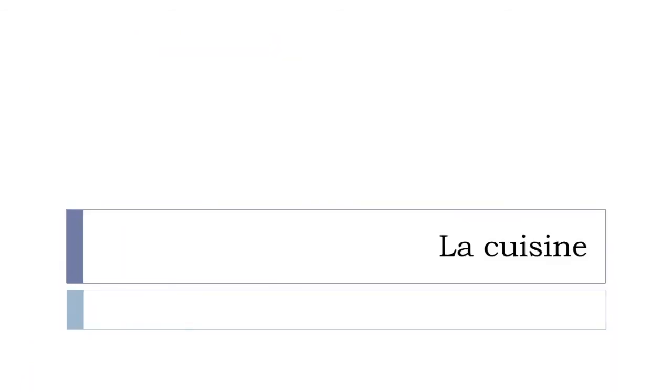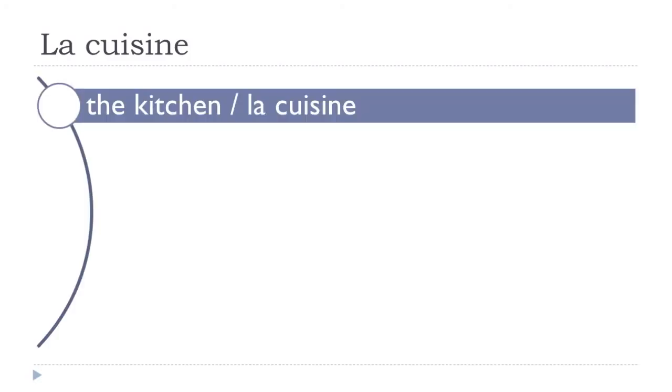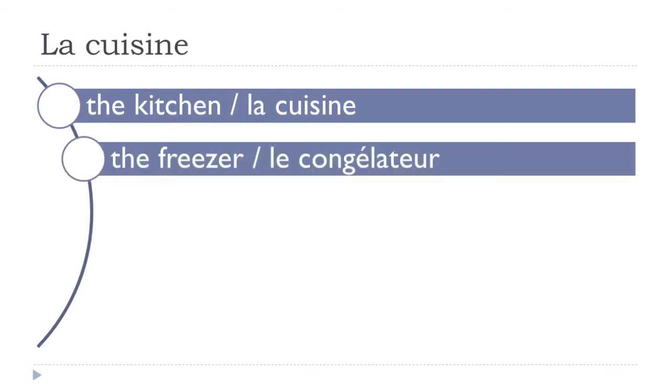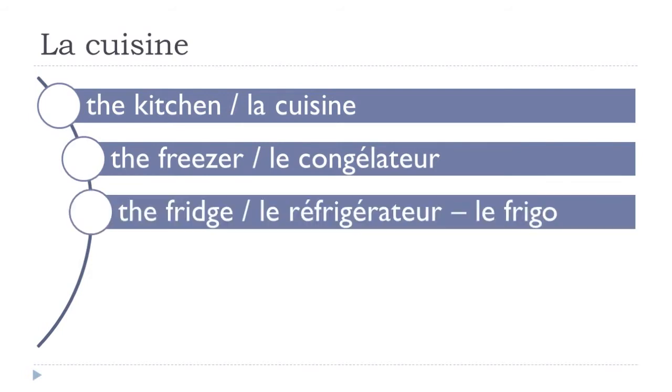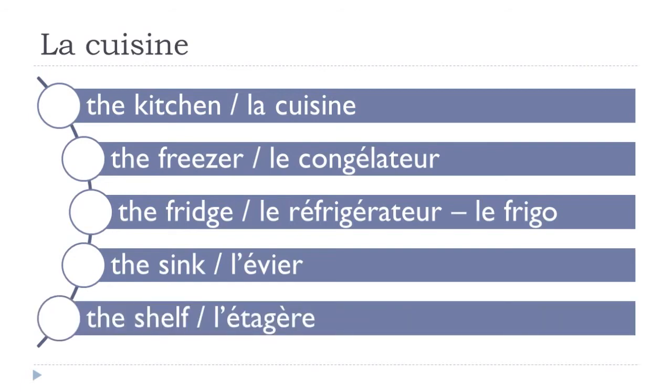La cuisine. So in the previous lesson we were in la salle de séjour and now we're still in the house, but it's la cuisine. So let's discover what we have. La cuisine. Le congélateur. Le réfrigérateur. Le frigo. L'évier. L'étagère. Okay, so let's repeat them.